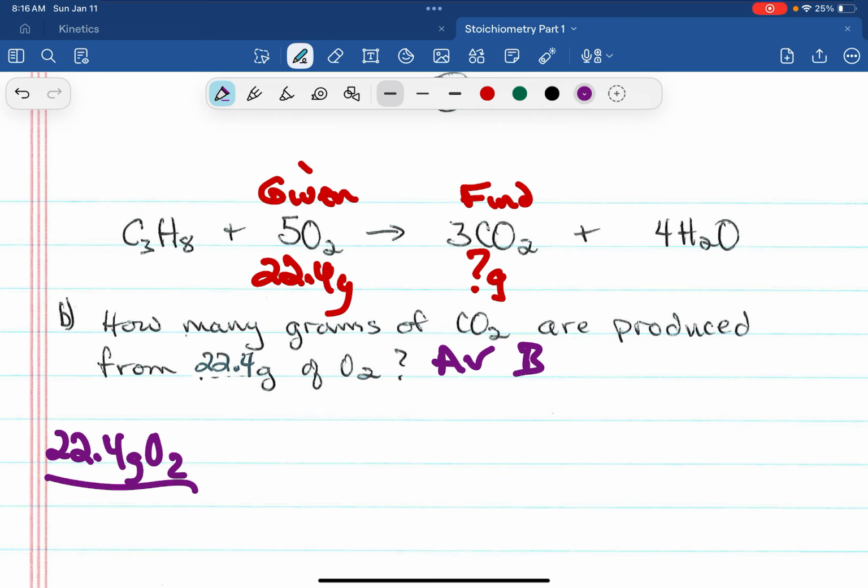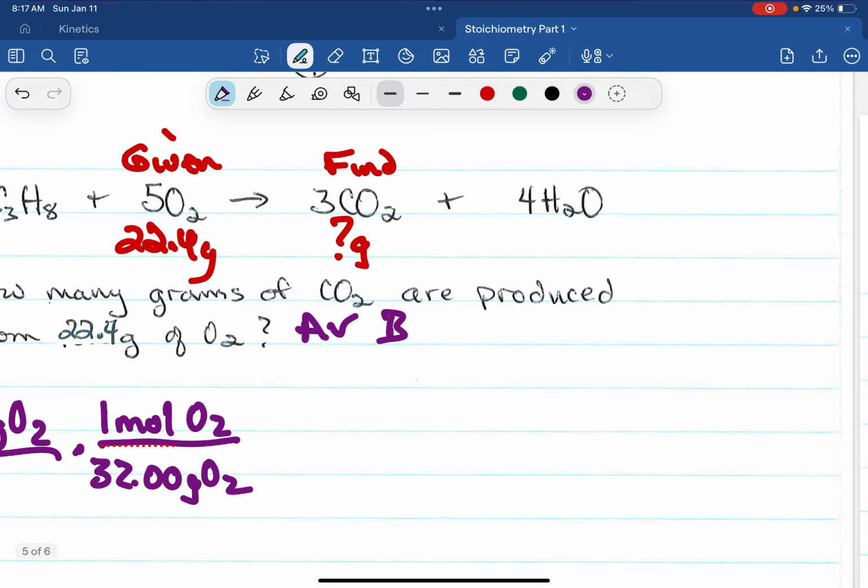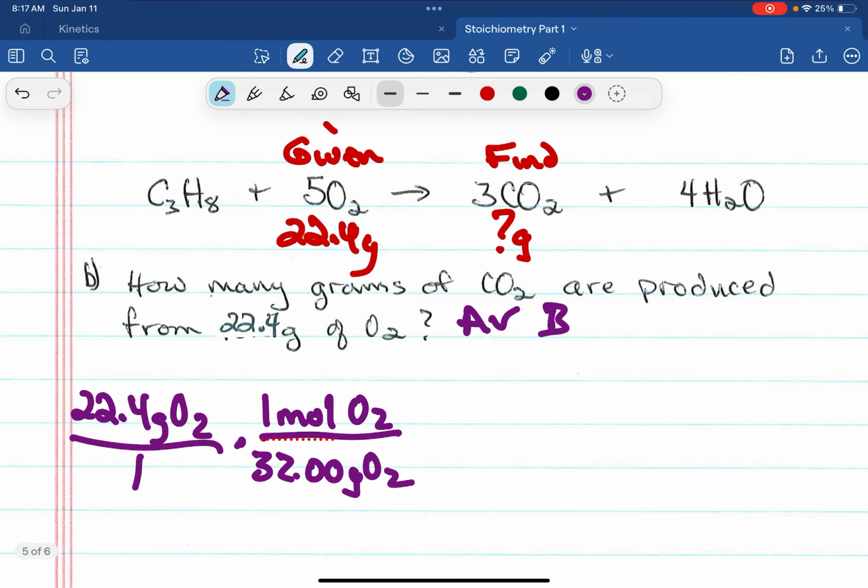So what are we converting to moles? Well, the only thing we have so far is just grams of O2. And how do we convert to moles if you've got grams? Well, you divide by the molar mass. And when I divide by the molar mass, I've got 1 mole of O2 over 32.00 grams of O2. And why did I do it that way? Because I want my grams of O2 to cancel, leaving moles of O2. See, I've converted to moles. Don't put this in your calculator yet.